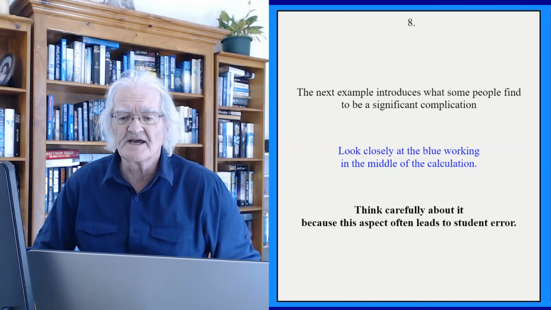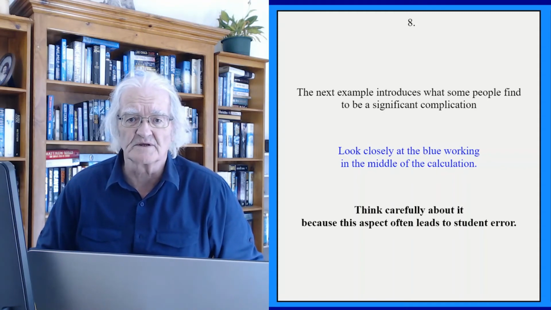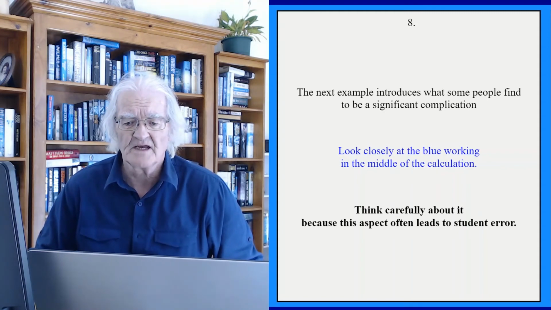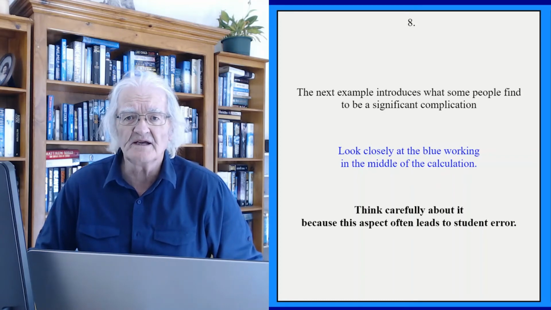The next example introduces what some people find to be a significant complication. Look closely at the blue working in the middle of the calculation. Think carefully about it, because this aspect often leads to student errors.